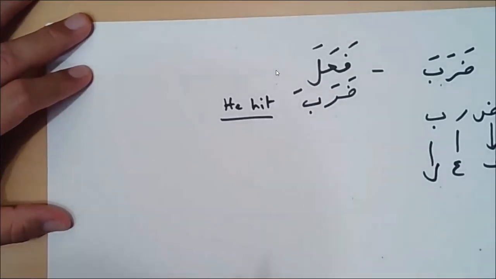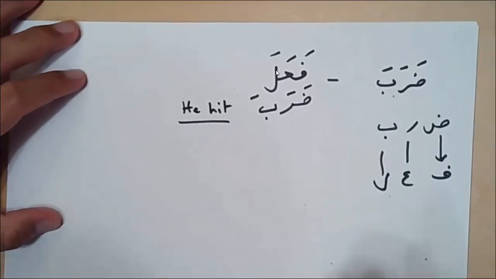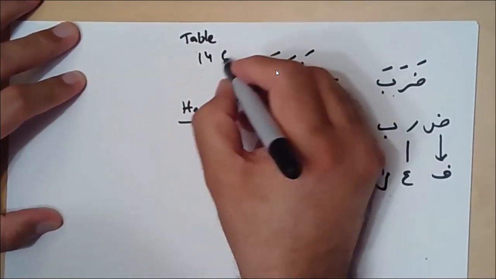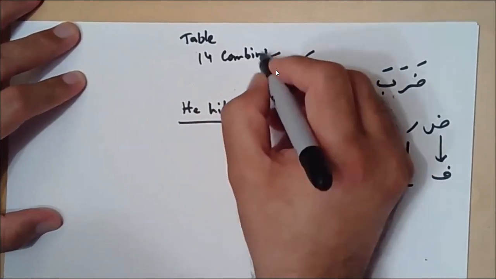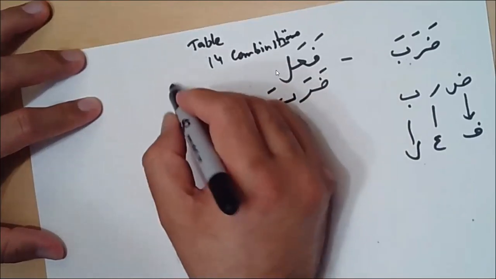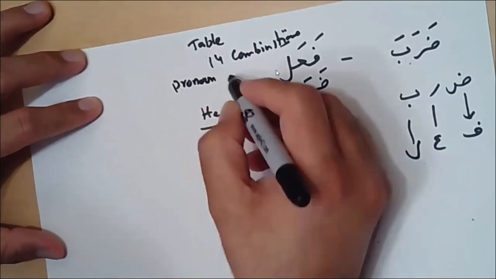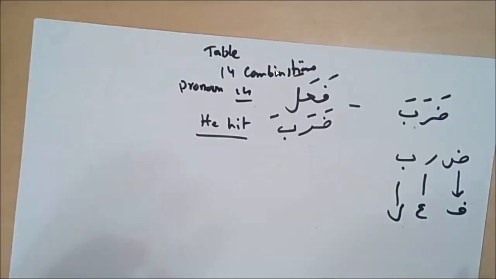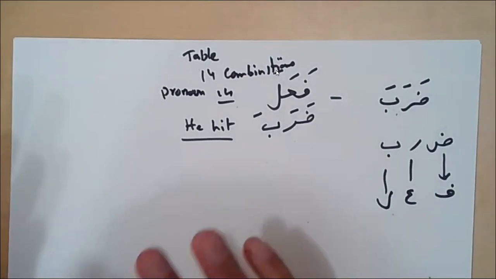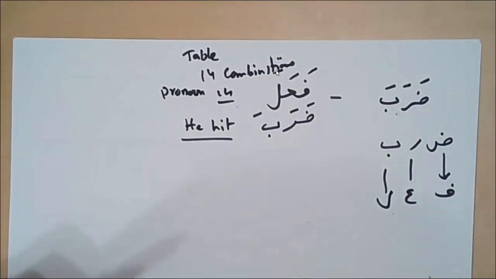So this is the easy part. Now we know that when we make a table, there are 14 combinations. How many combinations? 14. Why? Because how many pronouns do we have? 14. So there could be 14 possible doers of this action. Right? A person who is doing this can have 14 possible variations. If I want to say he hit, then I have to say daraba.